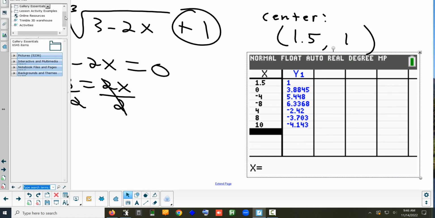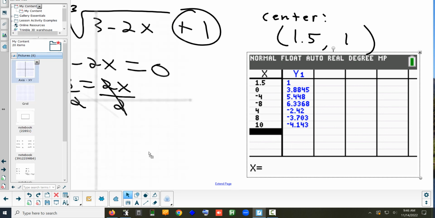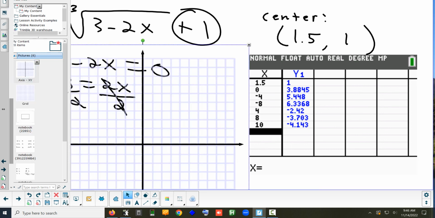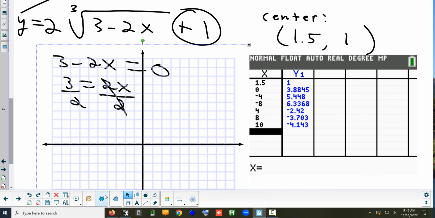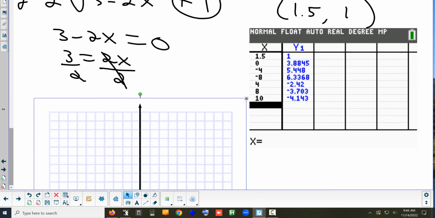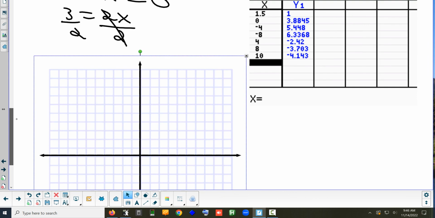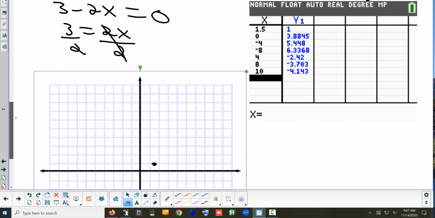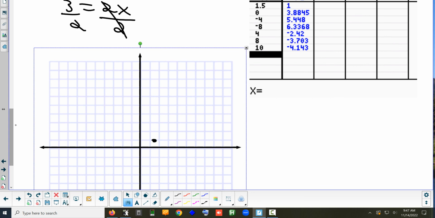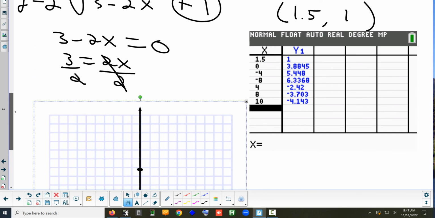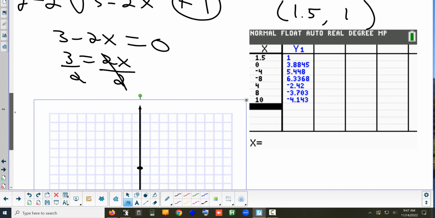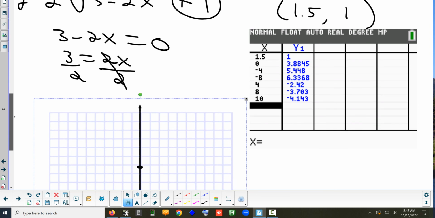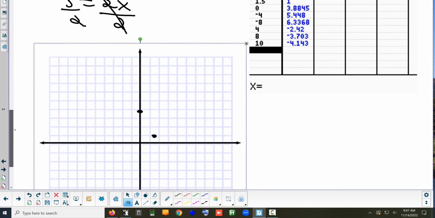All right, so start with the center. That's at 1.5, 1. Okay, let's do 0, a little below 4. -4, we're at positive 5.5 roughly. 2, 3, 4, 5. And -8, we're a little bit above 6. 1, 2, 3, 4, 5, 6. All right, so I can see the curve pretty good on that side.